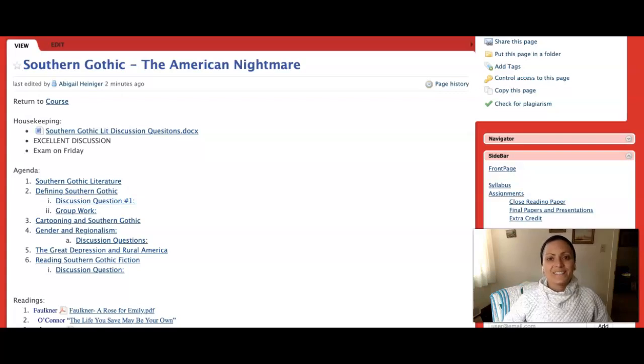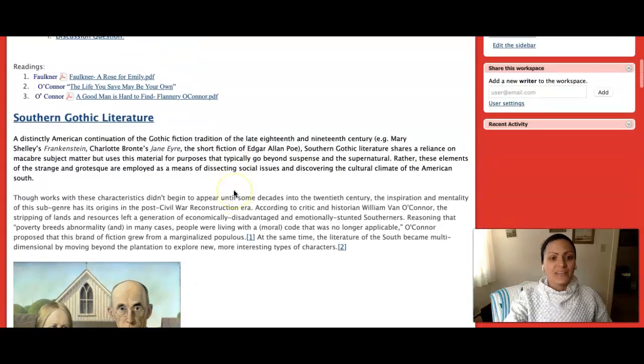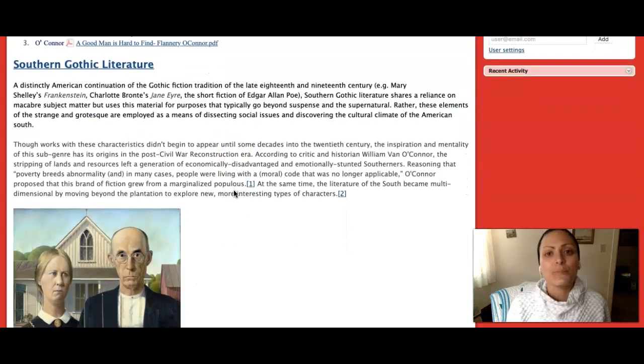Today we're looking at Southern Gothic literature, the American nightmare. So, Southern Gothic literature is a distinctly American version of the Gothic literature that we already see, say, in Great Britain, like the 18th and 19th century works of Mary Shelley or Charlotte Bronte.